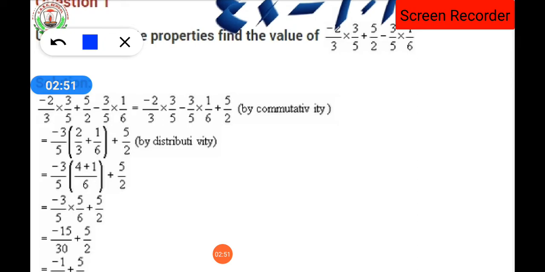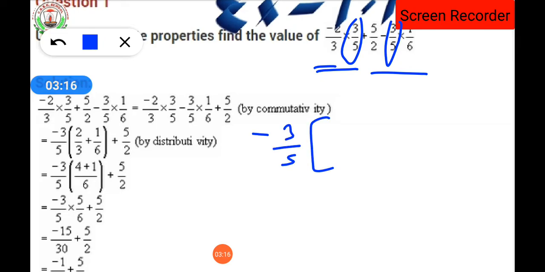You can see here minus 2 by 3 into 3 by 5. So you can see here 3 by 5 is common in the first term and in the second term. So we can see that 3 by 5 is present in both the terms. So can we take it as common? Yes, we can take it as common. So when we take minus 3 by 5 as common, what number is left out? Here as it is minus 2 by 3, since it is a positive 3 by 5, the minus will be taken outside the bracket.